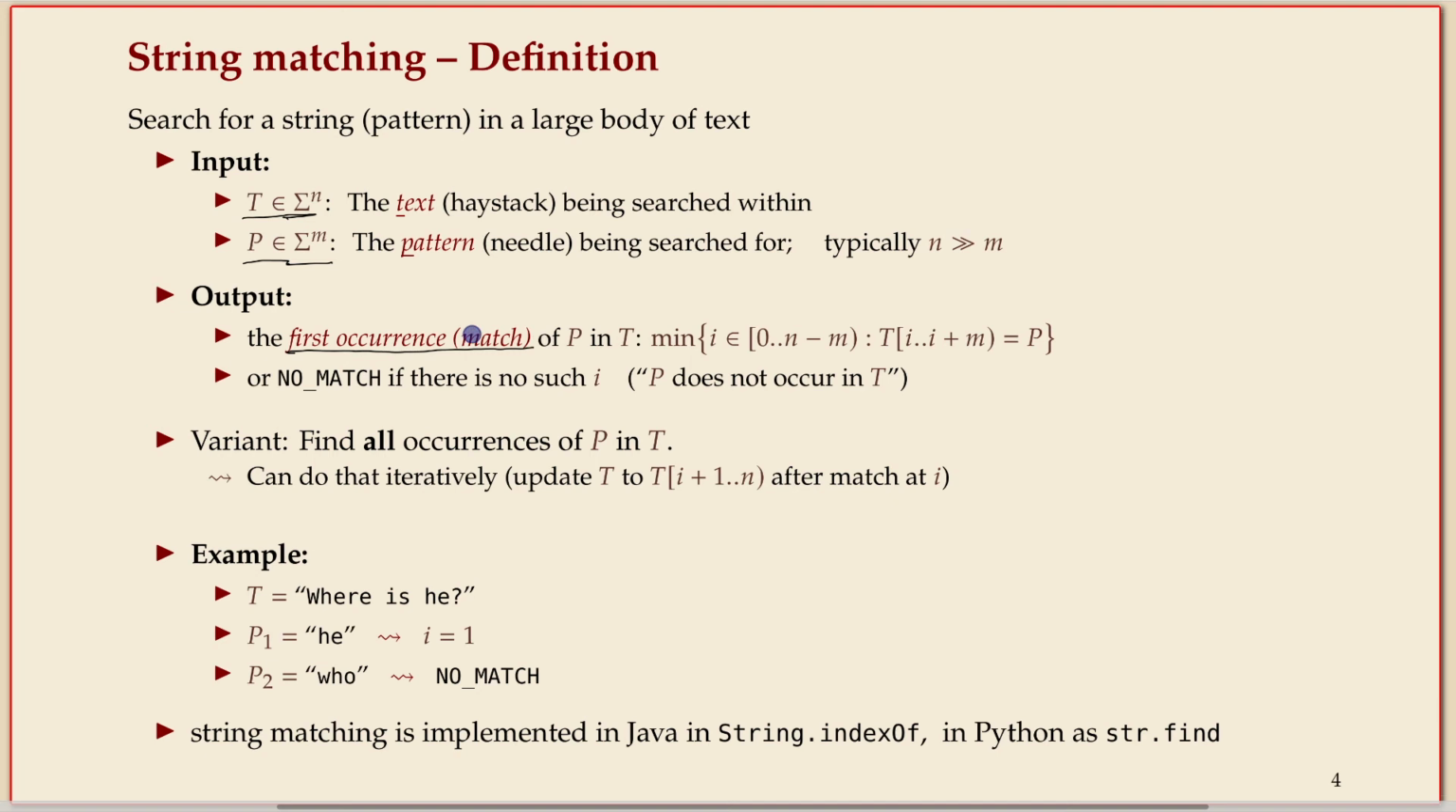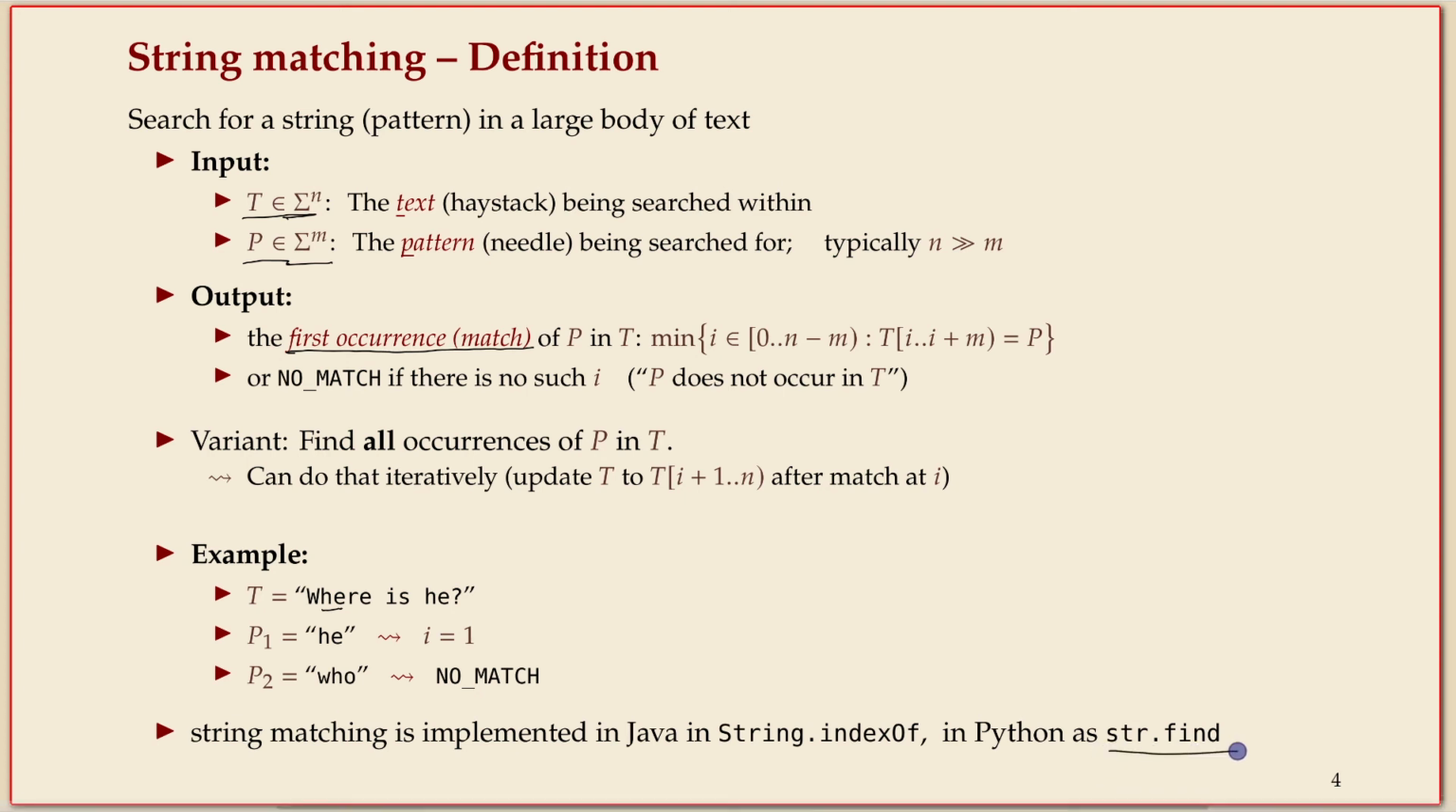Okay, let's do a small example. Here's a string. Where is he? If I say the pattern is he, I want to find where is the first occurrence. Don't be tricked. The first occurrence is here. There's a second occurrence, which is a bit more springs to the eye, but so the return value here would be 1. Remember, we start at 0. And if I search for who, I get no match because it doesn't occur.